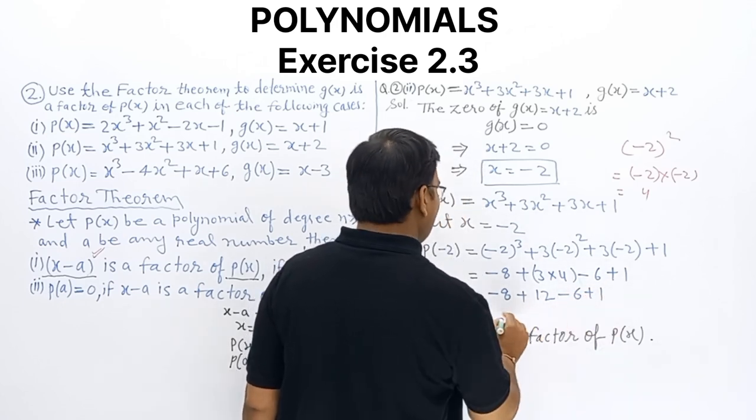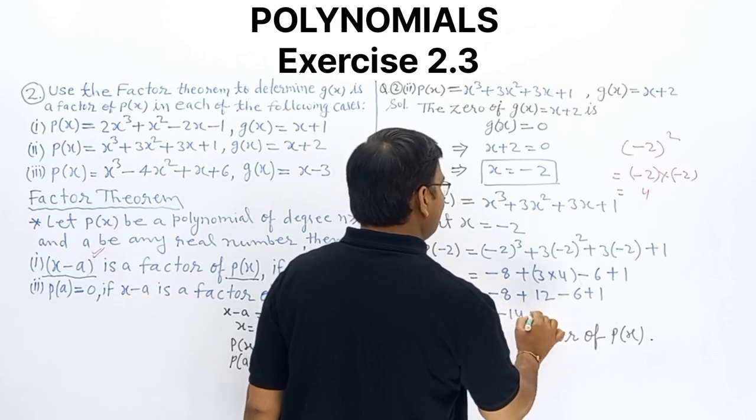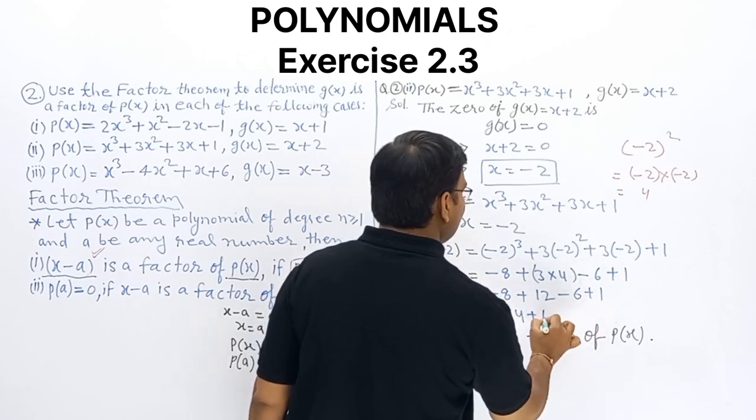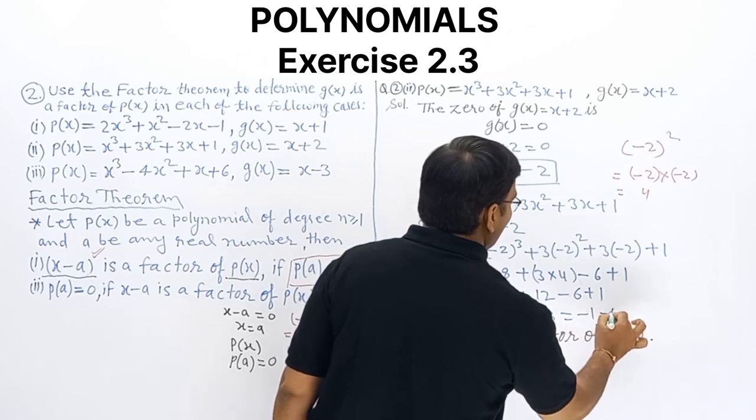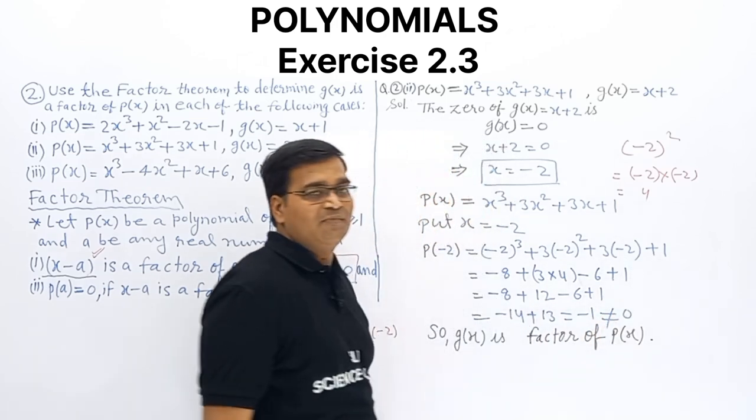Minus 8 minus 6 will be minus 14, plus 12, plus 1 is 13. What is the remaining? Minus 1. And is it equal to 0? No, this one is non-zero.